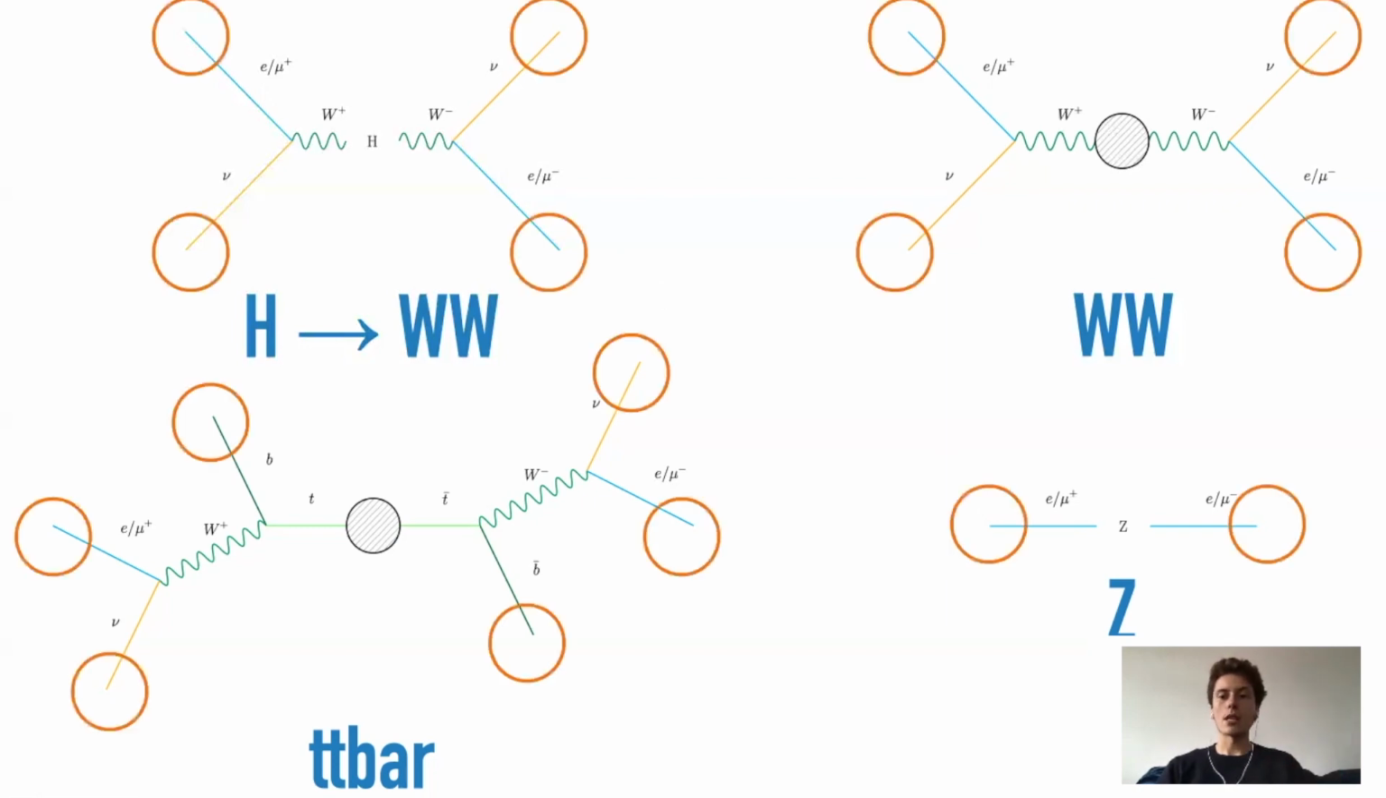The particles that we can see in the detector are the ones whose lines end in these diagrams. So they are electrons and muons, B quarks, which we see as B jets, and neutrinos, which we see as missing transverse momentum, which we tend to call MET. So the presence of neutrinos gives a higher value of MET.